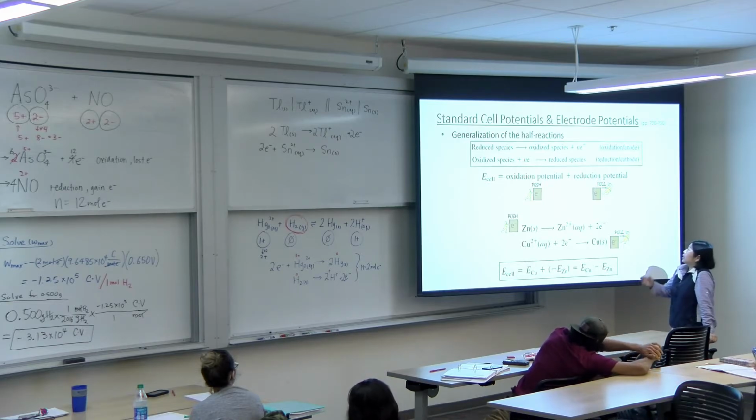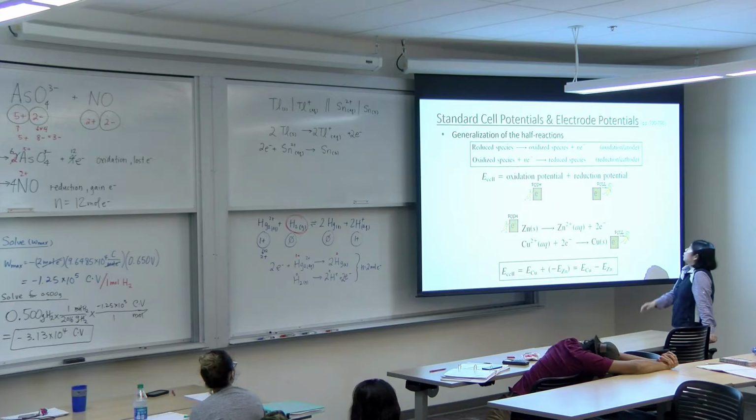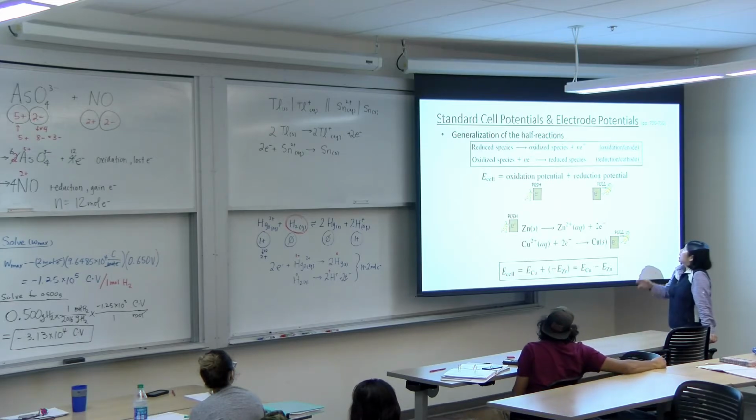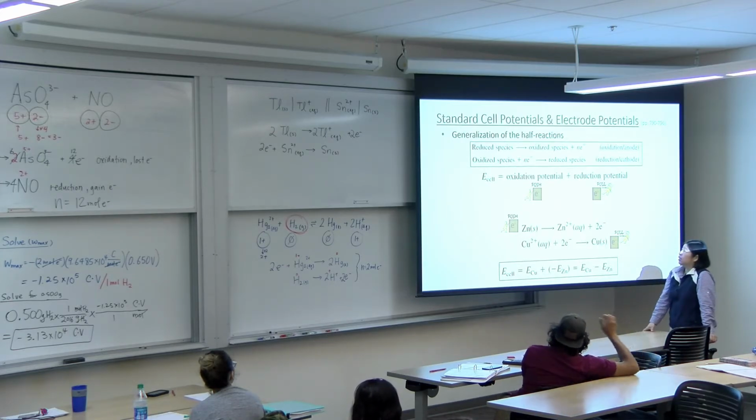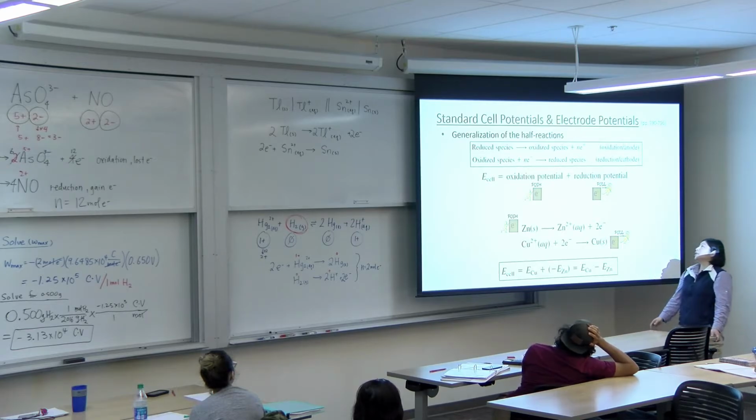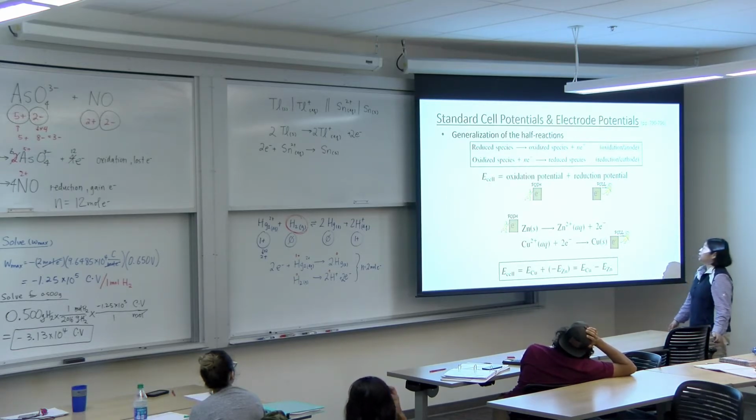So we say that the reduced species becomes the oxidized species plus n number of mole electrons. That is the oxidation at the anode. And you have the oxidized species. You're gaining n amount of mole electrons, and it produces the reduced species. And that is happening at the reduction side where the cathode is. Okay? So really, what does E cell mean?